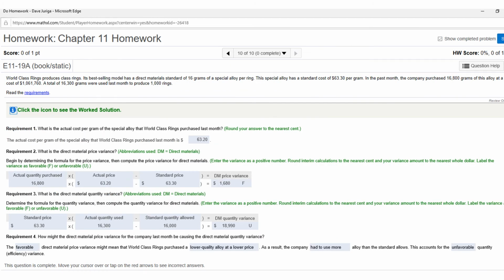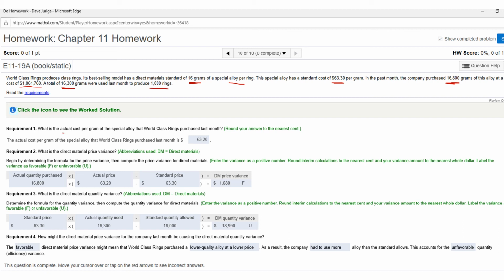All right, so this is number 10 on your Chapter 11 homework. Again, you're going to be dealing with the material price and quantity variances. This problem looks like they produce rings. And let's see, what else do we know? We know that the direct material standard is 16 grams per alloy ring. The standard cost is $63.30. It says they purchased 16,800 grams at a total cost of $1,061,000. And then they tell you that 16.3 were used to produce 1,000 rings.